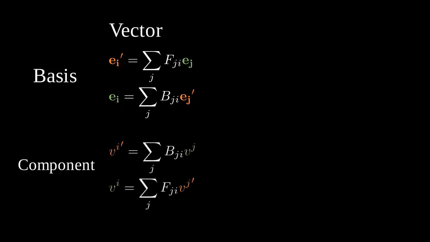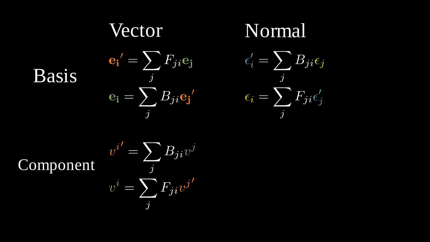You see the vector components use B for the old to new, so the components behave as the inverse of the basis vector change. You see that when the universe expands, the components shrink. You find that the basis normal change is the inverse of the basis vector change, so from old to new, it uses backward matrix B.